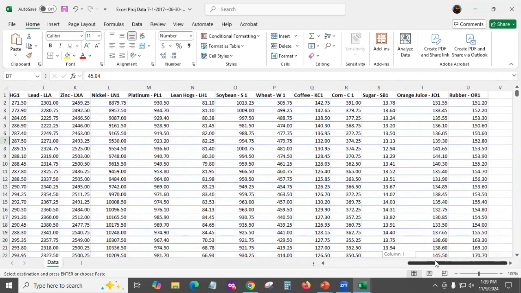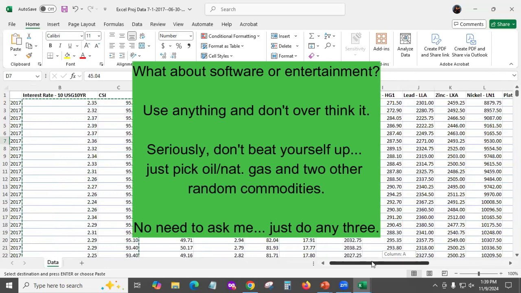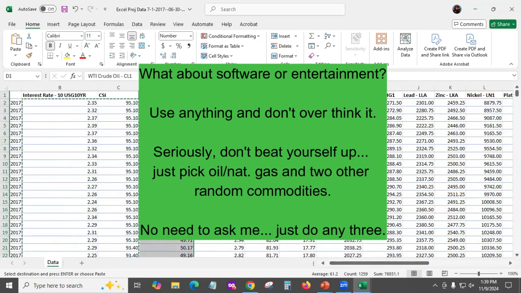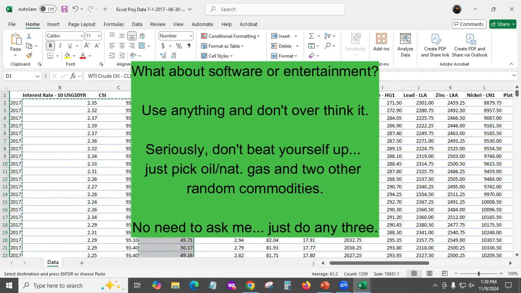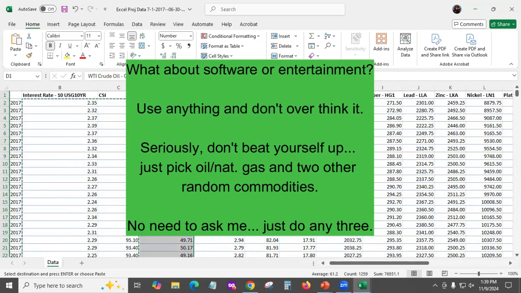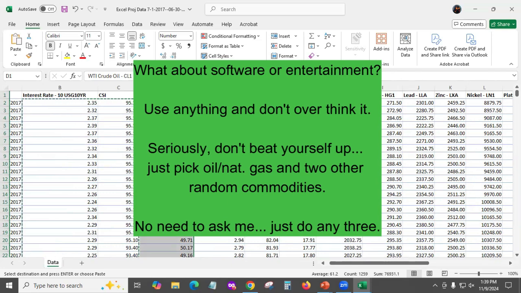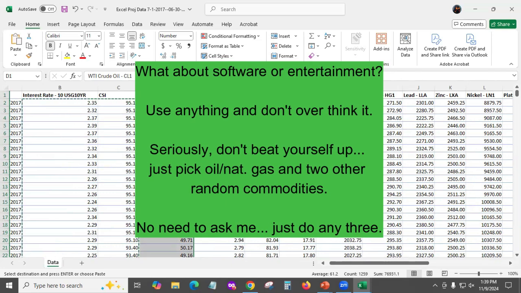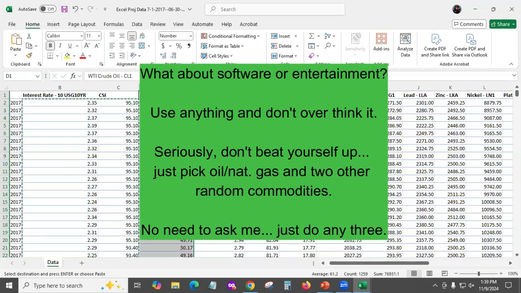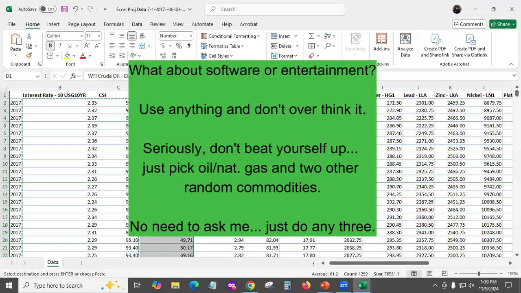It could be random. It doesn't have to make too much sense. When in doubt, always use oil. So if you have 2 and you can't think of a third one, always use oil because oil really drives the world. Okay, so at this point, you want to get a little creative and select 3 commodities. And then you're going to do the same exact thing. You're going to copy those values and you're going to put them into your project spreadsheet.